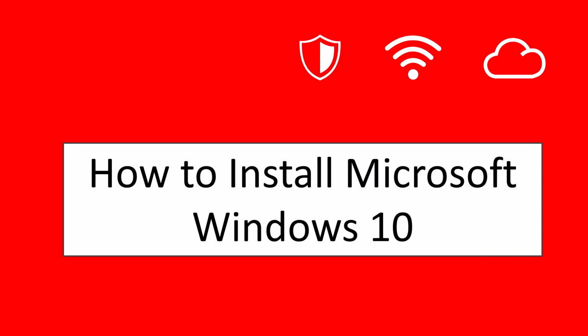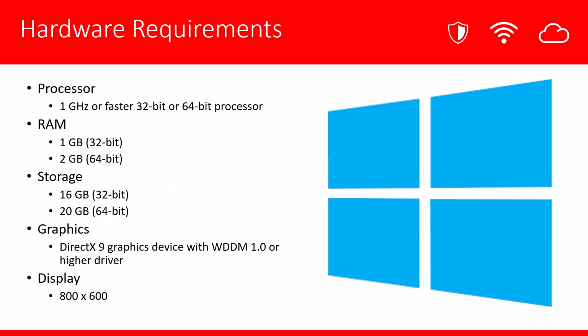In this video, we're going to cover how to install Microsoft Windows 10. Let's first take a look at the hardware requirements for Windows 10. You can run Windows 10 on a 1 GHz or faster 32-bit or 64-bit processor. If you're running Windows 10 on 32-bit, you'll need at least 1 GB of RAM. On 64-bit, at least 2 GB of RAM.